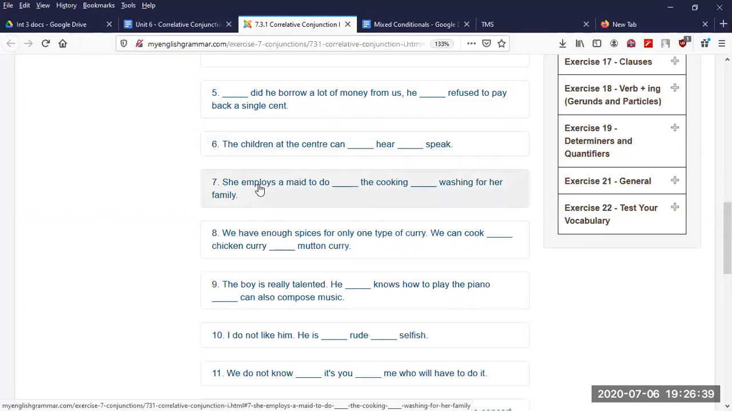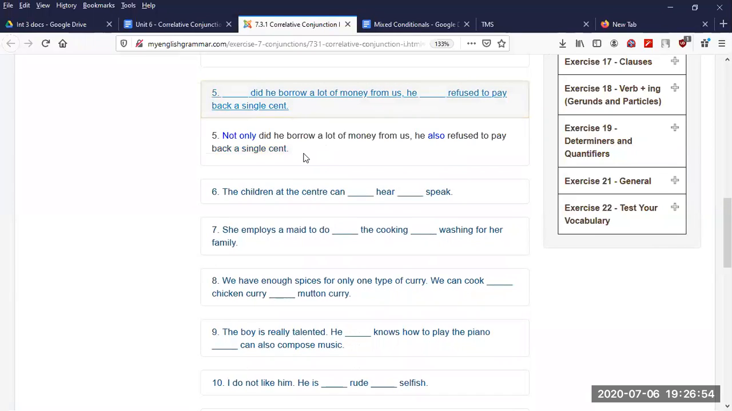So in this case, we're going to say not only. Not only did he borrow a lot of money from us, he also refused to pay back a single cent. So we're saying, I can't believe he did this. He did this. It's a terrible thing. Not only, we're being very strong in our opinion, in our statement, he also refused to pay back a single cent. So he did this. It was very bad. But he also did this.